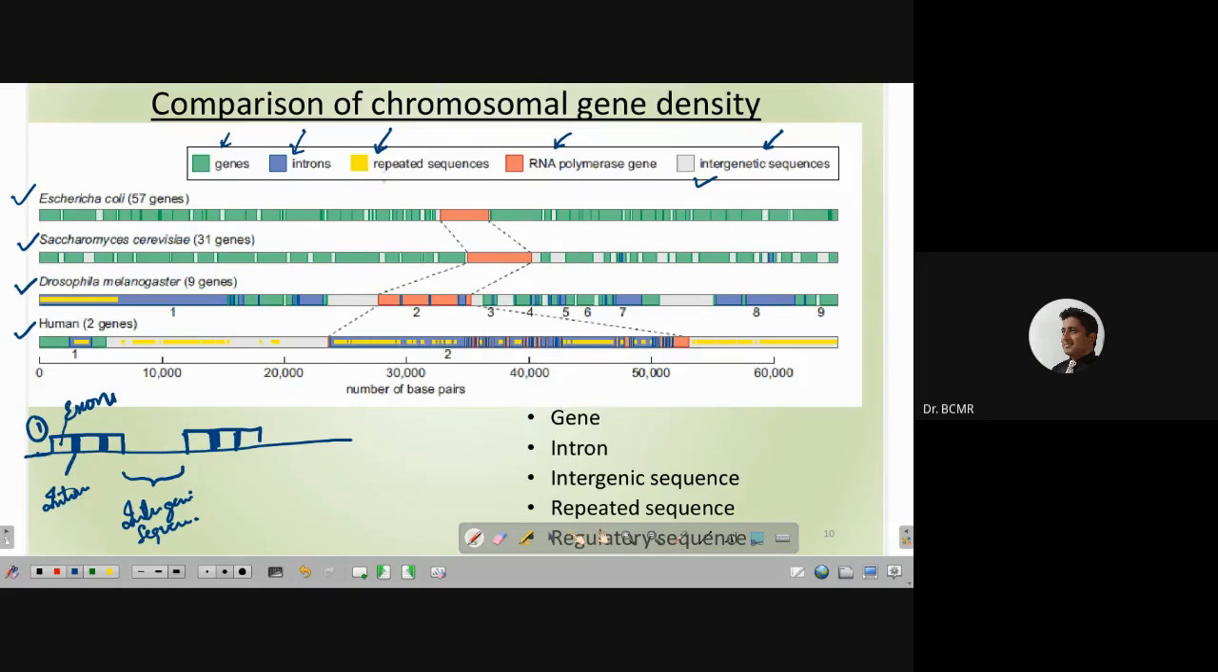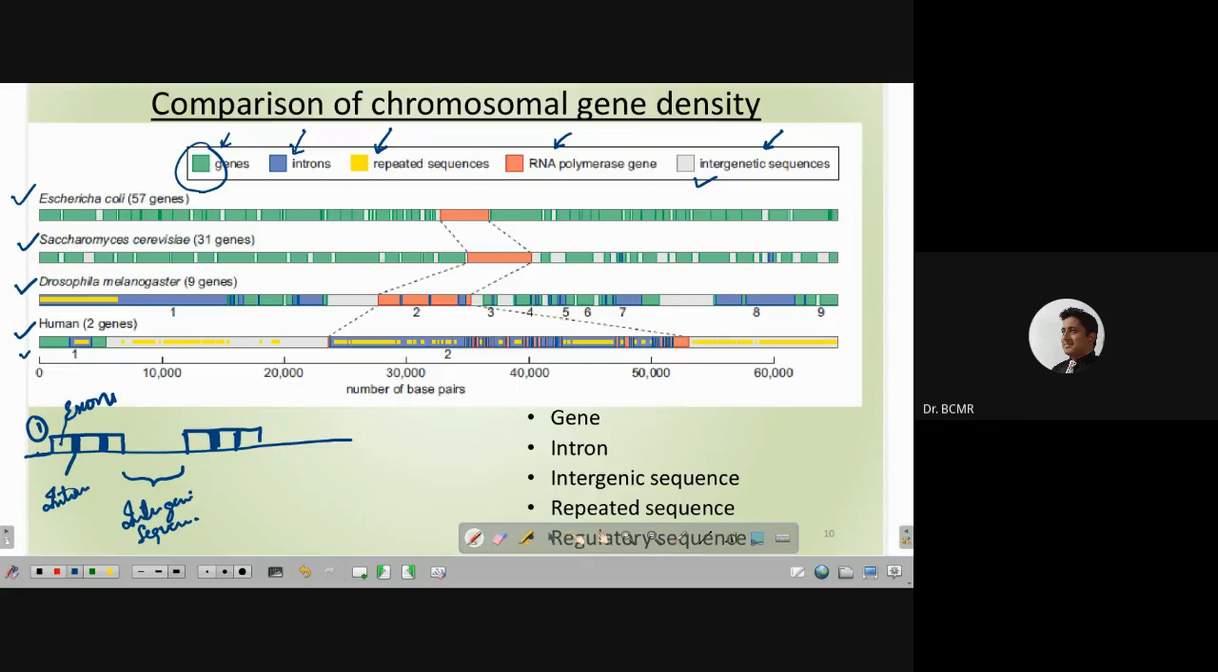Repeated sequences we will see in the next class. So if you see E. coli, it's all shaded in green. Green are all genes. Whereas with Saccharomyces, you can still see that the majority of it is covered in the same thing. But when it comes to Drosophila, you see that the green parts have become very sparse. They are highly distributed. And in humans, the green is very, very little that can be seen within this region.